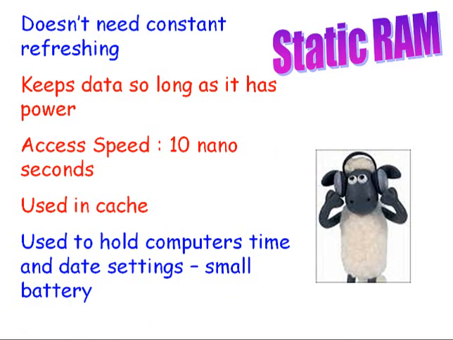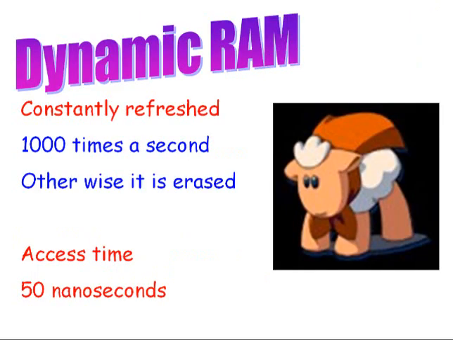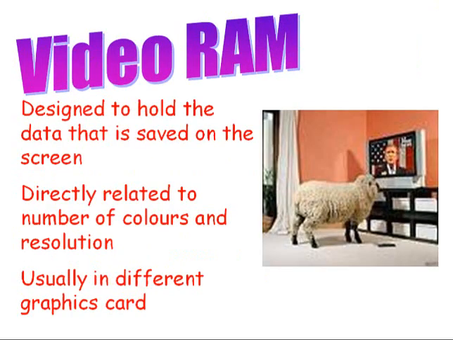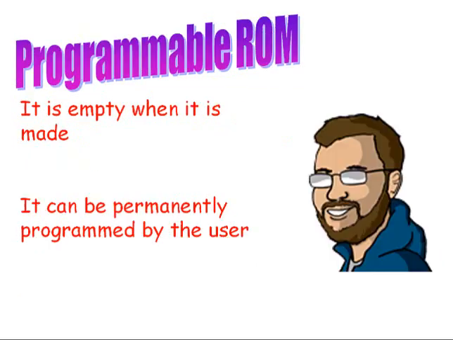So you get SRAM, static RAM, which is what's used for cache memory. That's how the computer stores its time and date settings, and it keeps its data as long as it's got charge. DRAM, again, stands for dynamic RAM. Video RAM, a way of improving the performance of a computer system. It's RAM that's specifically set aside, in a graphics card normally, which is used to store the details that are going to be presented on the monitor and so on, which can improve your graphics display.